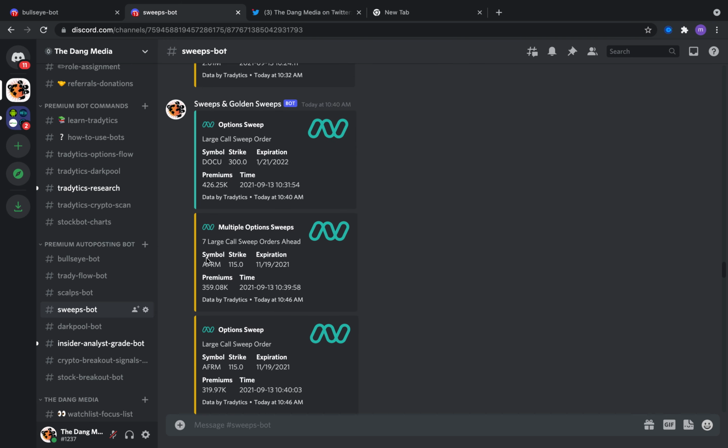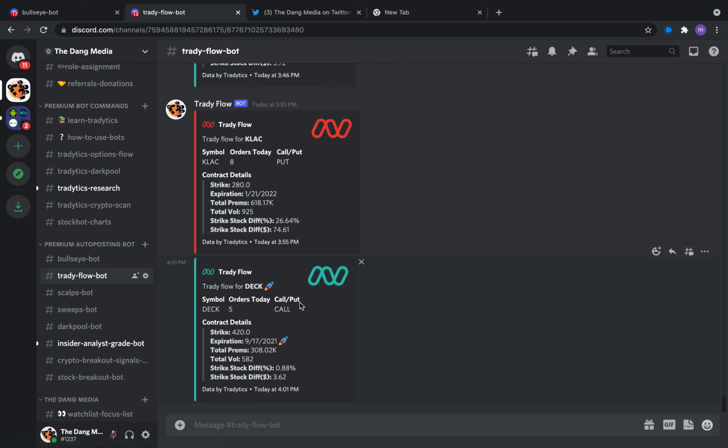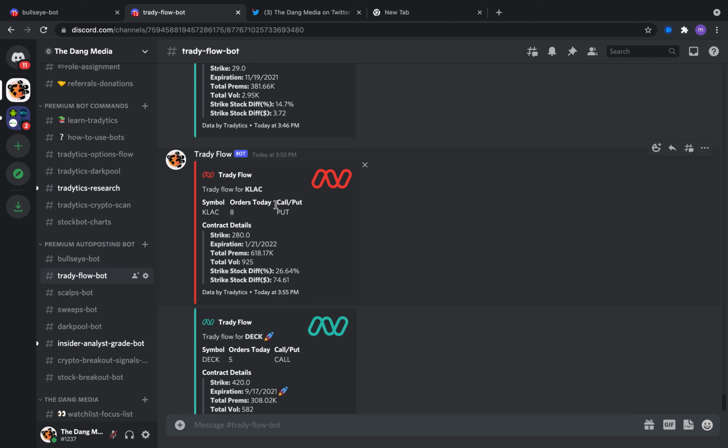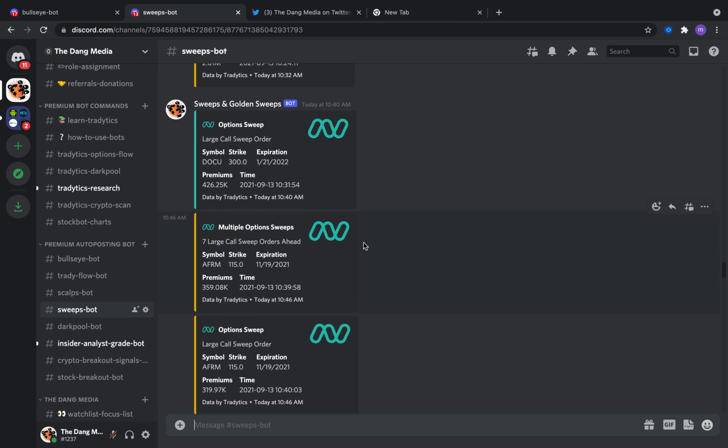There was a total of 7 large call orders on Affirm. And this is what I was talking about earlier, how you have to use confluence. You have to look at different alerts. So when you see a bullseye alert for Affirm, when you see Trady Flow, this goes over the flow, how many orders for that day. A lot of the times there are multiple flow orders. So when you see bullseye bot, when you see Trady Flow, when you see sweeps, when you see all of it bullish, and when you see all of that confluence, it's a good sign that the stock is going to move whatever it was alerted. So in this case, these were all call orders. They were alerting that Affirm was going to go up, and that's what it did until it reversed towards the middle of the day or end. I forgot, but yeah.